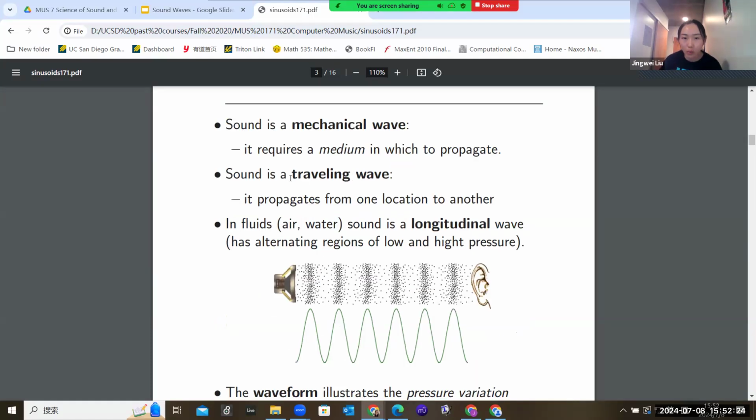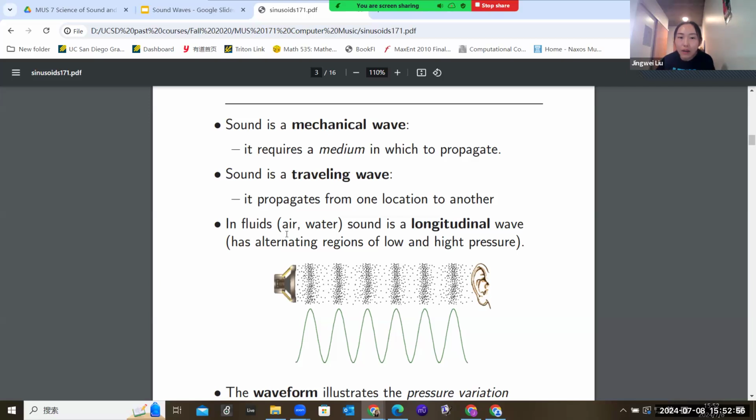And sound is a traveling wave. We didn't talk explicitly about traveling waves. A traveling wave means it propagates from one location to another, right? It's traveling in space. So the particles don't travel, only the force or the motion will travel through the particles in this medium. So sound is a traveling wave. It propagates from one location to another.